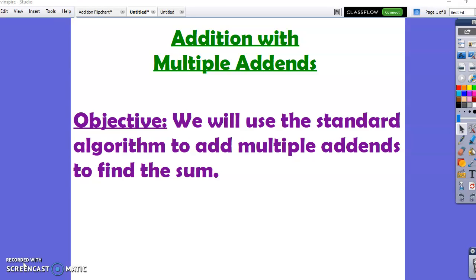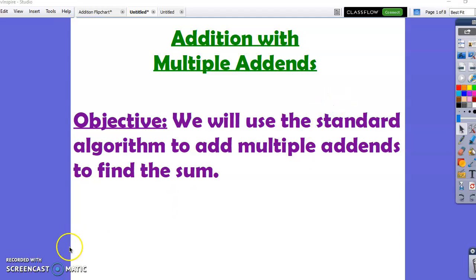Today's objective: we will use the standard algorithm to add multiple addends to find the sum. Remember, addends are the numbers that we are adding together. The sum is the answer to an addition problem. And addition is when we are bringing numbers together to find a total.